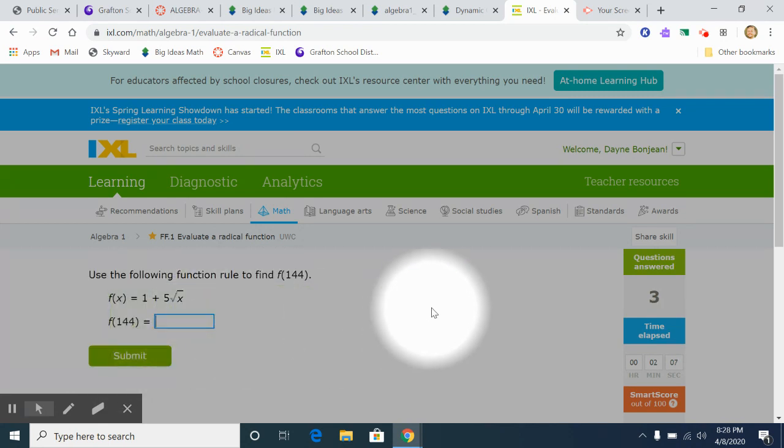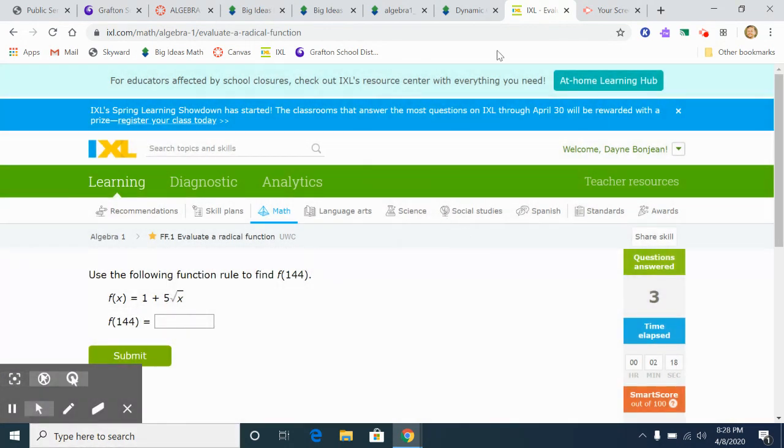So again, you guys are going to have these skills in order to be successful in chapter 10 anyway. We're going to take a benchmark grade on this activity, FF.1 under Algebra 1, and that is your activity for today.